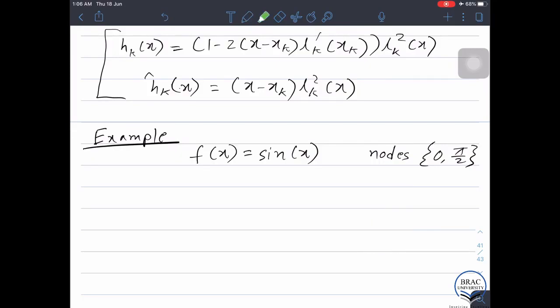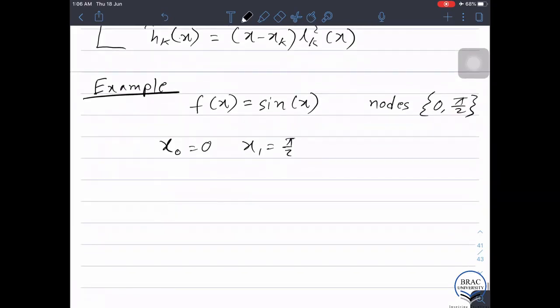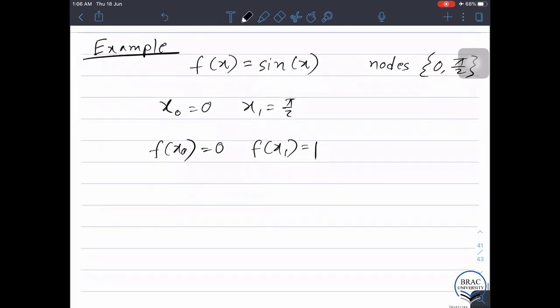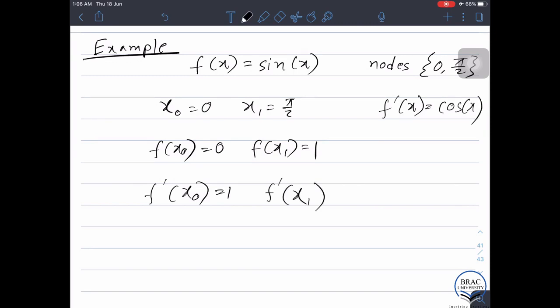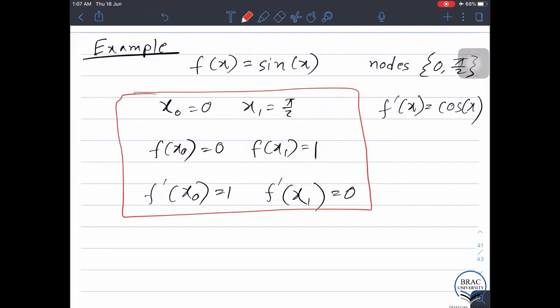Let's calculate the polynomial. All right, so my x0 is equal to 0 and x1 is equal to pi by 2. Now my f of x0 is equal to sine 0, which is 0, and f of x1 is equal to sine pi by 2, which is 1. Okay, and now I have to match the derivatives as well. F prime of x0, so f prime of x is nothing but cos of x, and cos 0 is equal to 1, and f prime of x1, which is cos pi by 2, which is 0. All right, so we have this data here, and now we have to use that and find the polynomial.